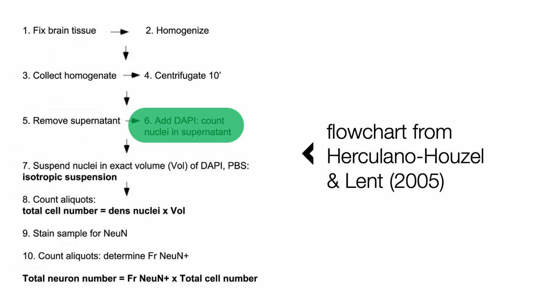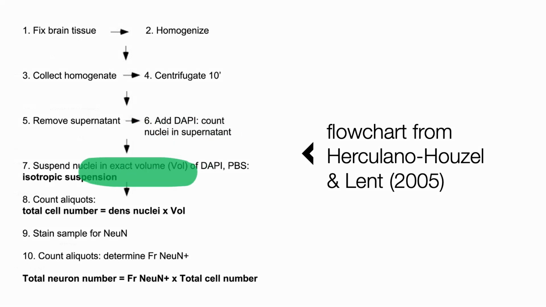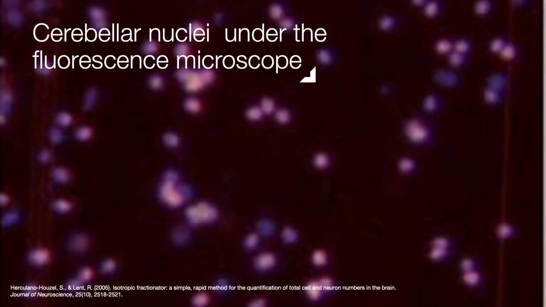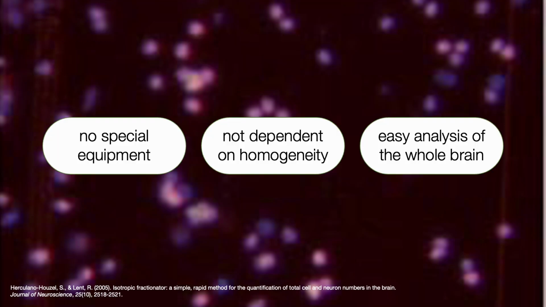Since we want to single out neurons and not count glial cells and others as well, NeuN is added to the mix. NeuN is an antibody that specifically binds to neurons. Through centrifugation, the antibody-antigen couples are extracted and then counted under the fluorescence microscope. Not only is the isotropic fractionator implementable without heavily specialized equipment, it is not dependent on the homogeneity of single brain regions and thus allows for the easy analysis of a whole brain.